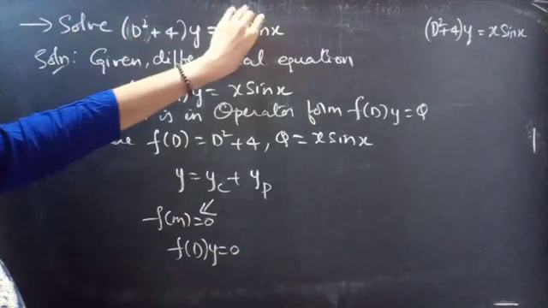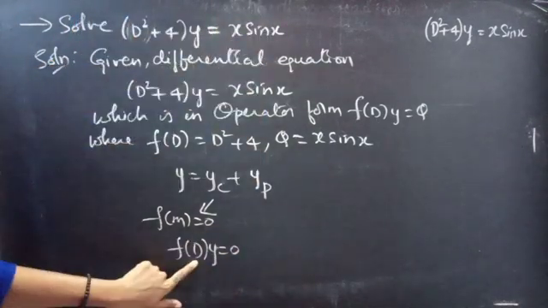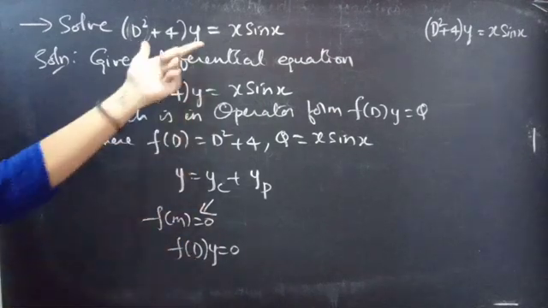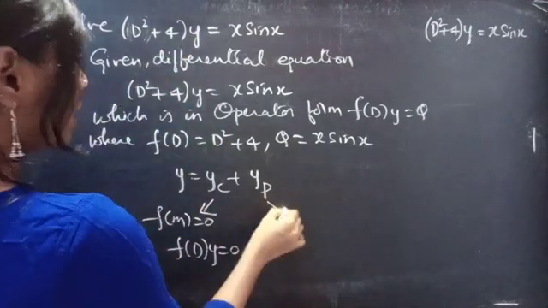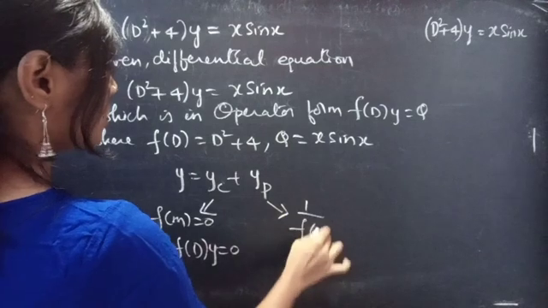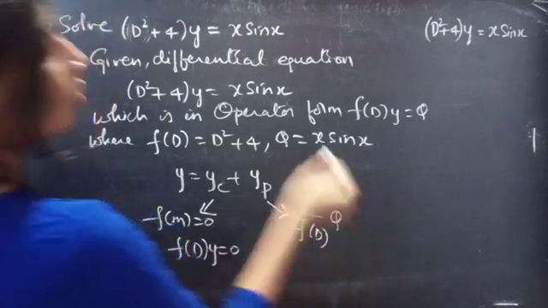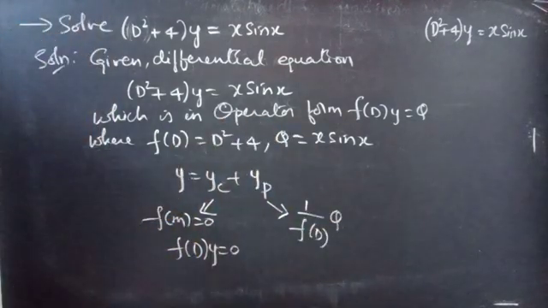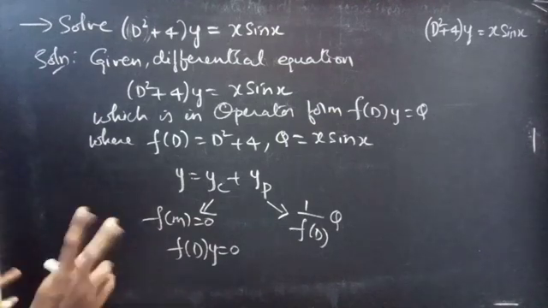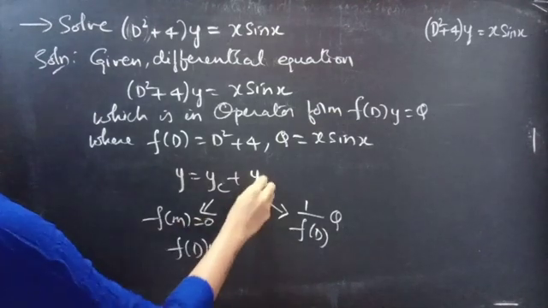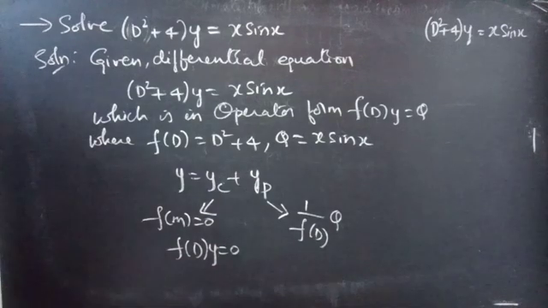We'll find yc using the roots of the auxiliary equation of the homogeneous equation of the given non-homogeneous equation. Simply by putting the RHS to 0, we'll get the homogeneous equation, and we'll find yp using 1/f(D) into Q. So I'll show you yp in two ways. Okay, we'll see two methods of finding yp. So let's begin with yc now.